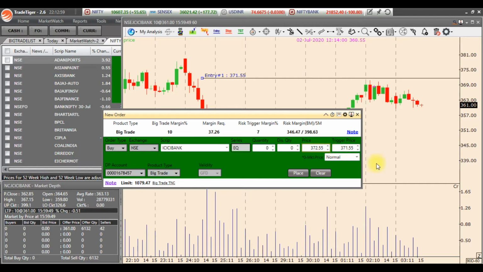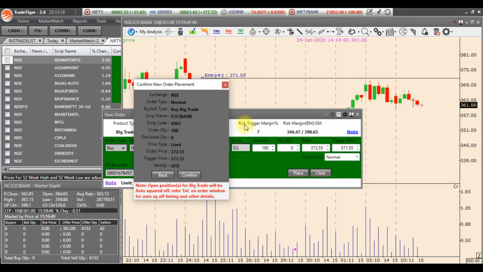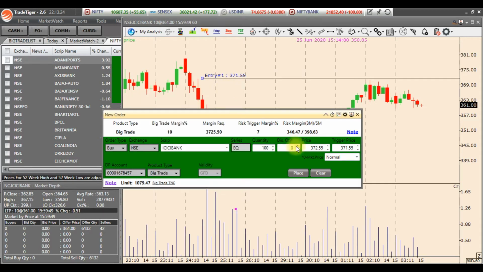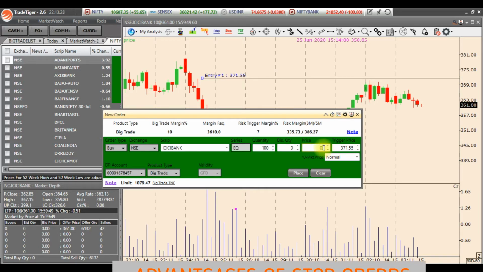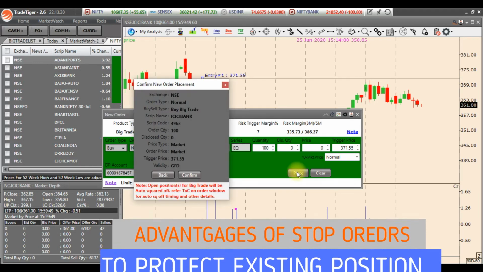And give a range, 372.55. Please note, in a stop loss buy order, the price should be higher than the trigger price. In a stop loss sell order, the price should be lower than the trigger price. Please note. Same thing, and mention the quantities. Place. This is the stop loss buy order with the limit. If you want to place the stop loss market order, just make it 0 and place it.